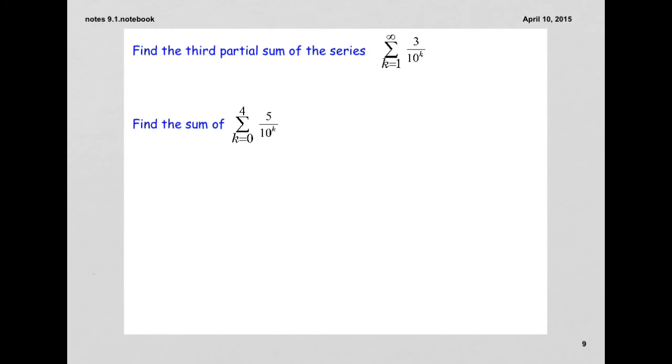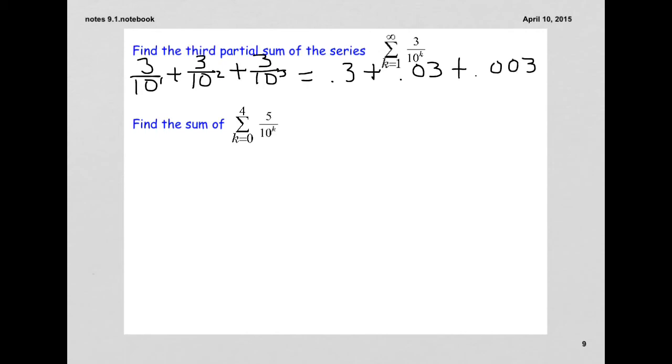Okay, we want to find the third partial sum of the series. So we do 3 over 10 to the first plus 3 over 10 to the second plus 3 over 10 to the third. And that's equal to 0.3 plus 0.03 plus 0.003. So my final answer would be 0.333.